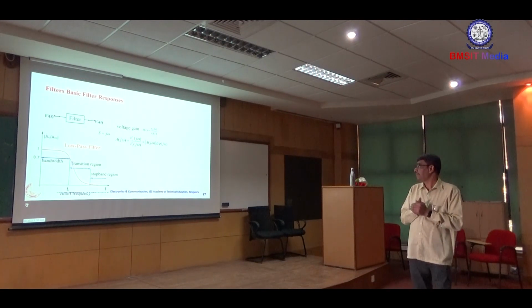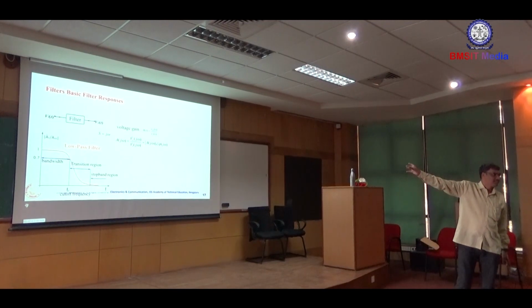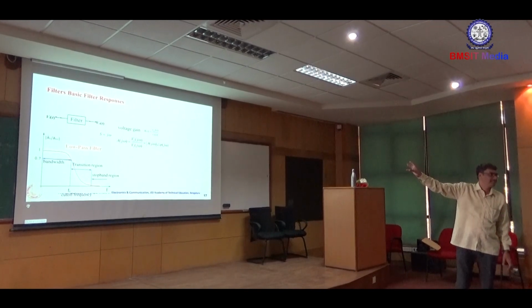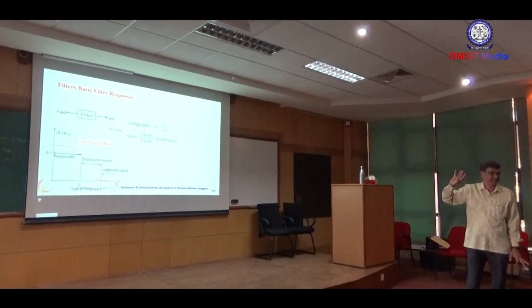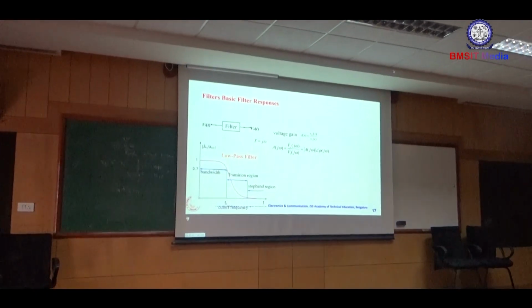Now, what are the parameters of a filter? Because a filter is a black box, that may consist of an operational amplifier and some external components. Therefore, we can write that gain is to be related by V0 by Vi.